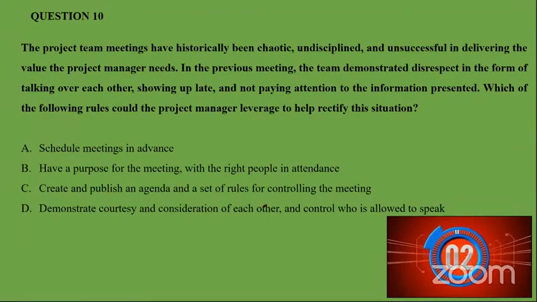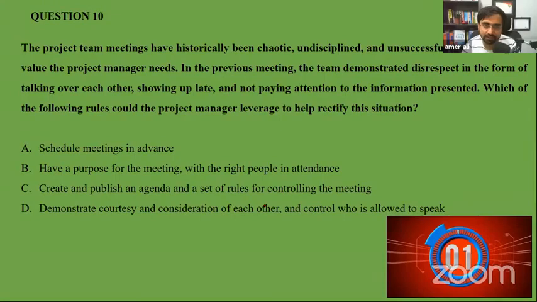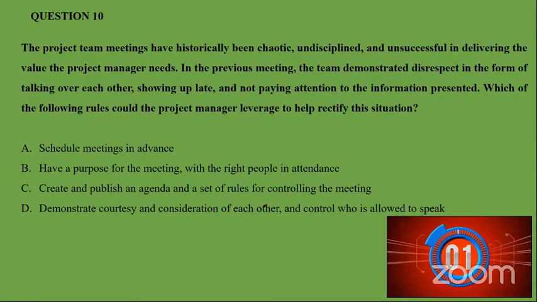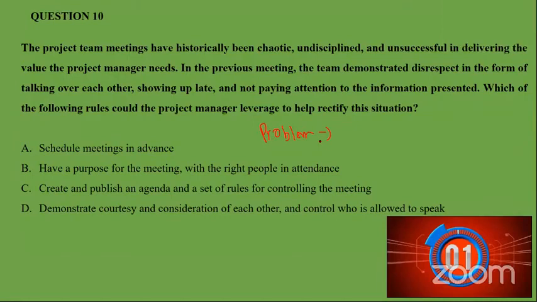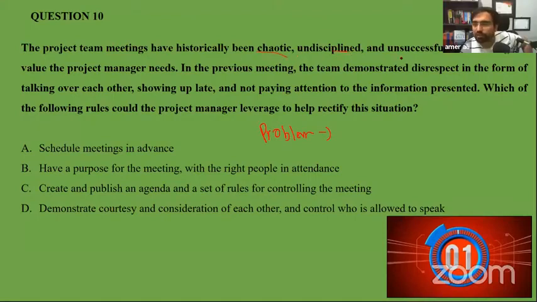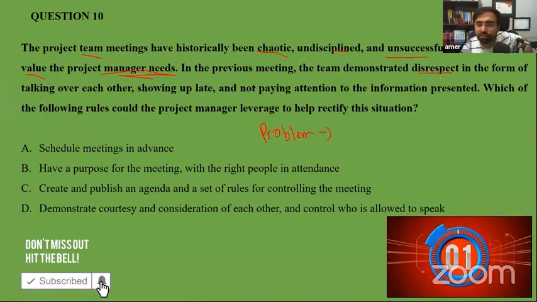D. D is the answer? Schedule meetings in advance, have purpose for the meeting. Okay, B. So Bio, let's say the first thing. What is the problem in this question? There is disorderliness during the meeting. Okay. Chaotic, undisciplined, and unsuccessful in delivering the value the project manager needs. And also they are showing disrespect in the form of talking over each other, showing up late, etc.